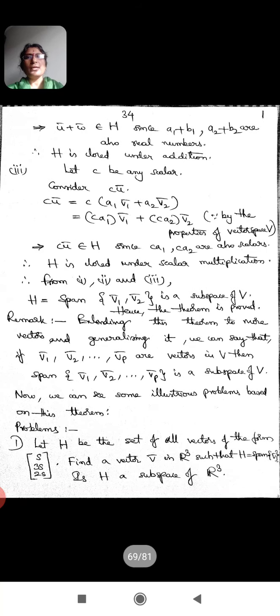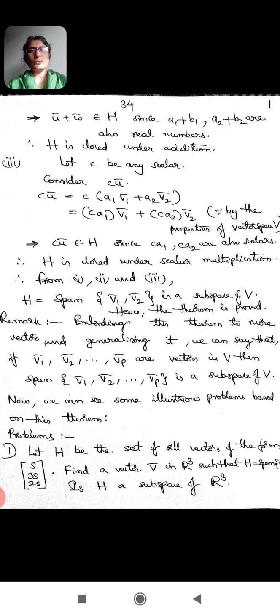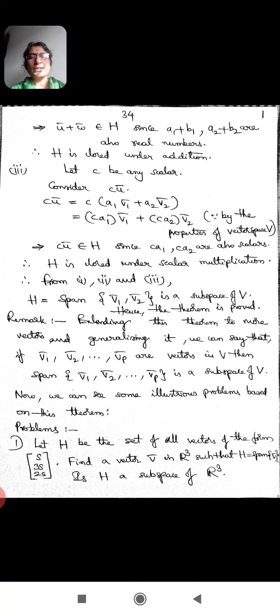That is how we have extended this theorem to more than two vectors, and came to a generalized notion that if v1 bar, v2 bar, so on vp bar are any set of vectors in V, then span of v1, v2, so on vp is a subspace of V. And after proving this theorem, in the previous video lesson, we have solved some problems based on the concept of this theorem.